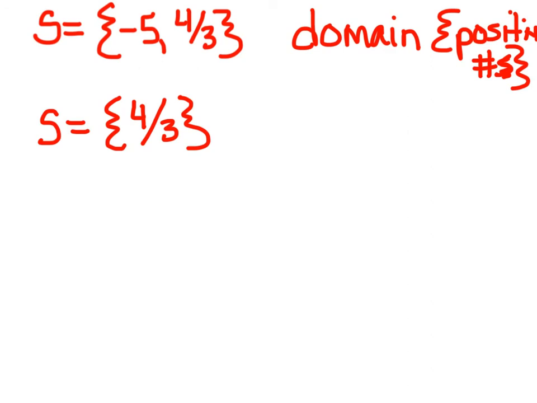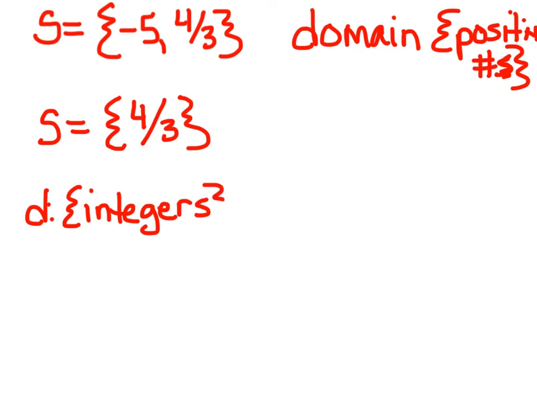If I were to restrict your domain to only integers, here's where those categories that we learned come in. If I restrict your domain to integers, you have to know what integers are. And if I restrict the domain to integers, well, negative 5 is an integer, but 4/3 is not. So only negative 5 would be the answer, the solution.